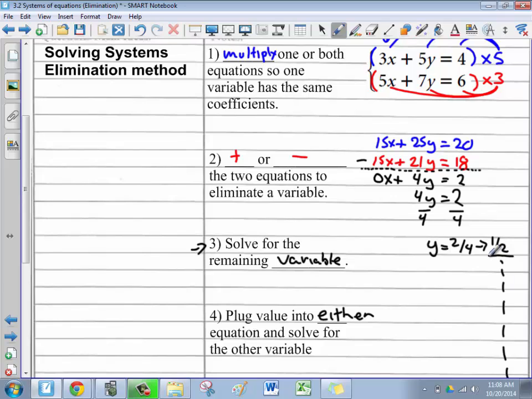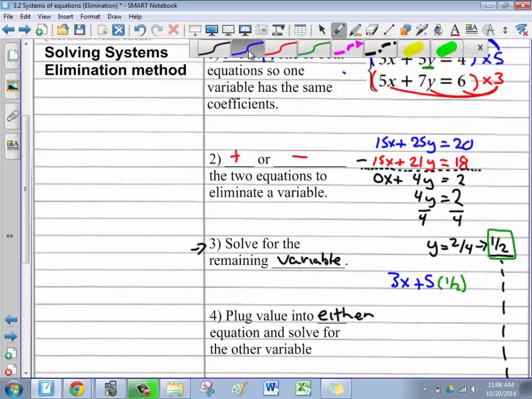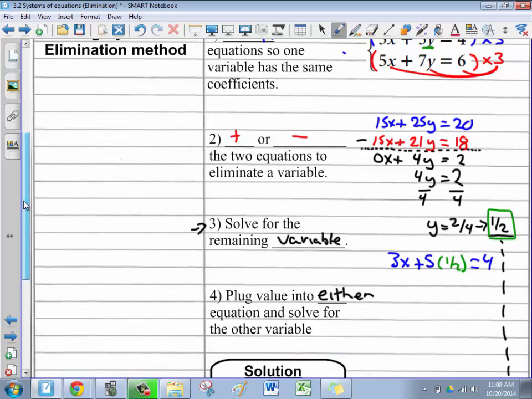So I'm going to take this 1/2, let's make it this green 1/2, and plug it into this y right here in this equation. It doesn't matter which equation I choose. Too bad it's not solved for y, but that's how it is. So I got 3x plus 5 times the 1/2, because I'm going to put this 1/2 into this y, and that is equal to 4.